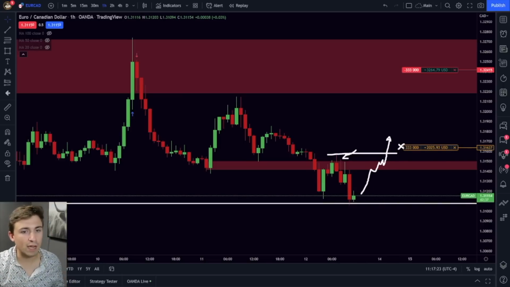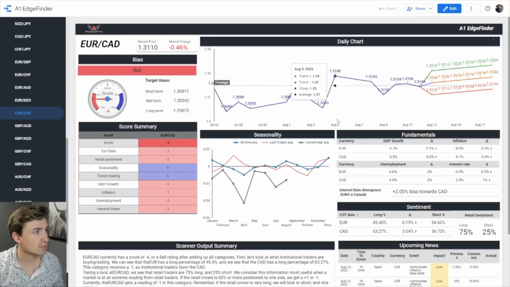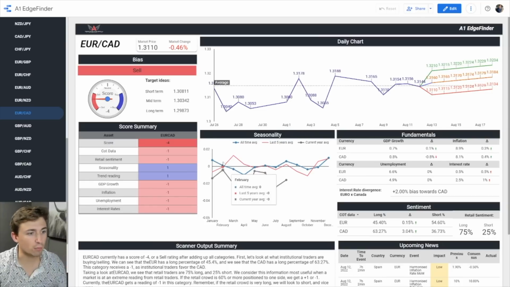Now, one more thing I want to show you is that we do continue to see the edge finder giving us a strong sell bias on the trade, which is giving me, again, confirmation to continue to hold this thing on the short side. All of the economic data that we looked at earlier points towards continuing to hold this thing short. And a little side note, I'm actually holding this thing and collecting positive swaps due to the interest rate divergence of 2% towards the CAD.